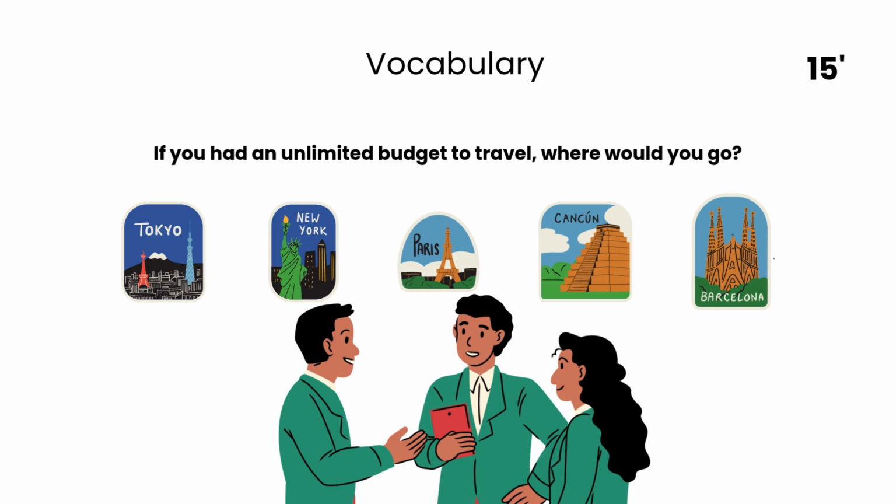I wrote Tokyo, New York, Paris, Cancun, Barcelona. So your students will get interested in the topic. They will want to chat, and they're going to use once again the structure. So you're going to say, okay, if you're going to answer, I need you to give me a full sentence. If I had an unlimited budget to travel, I would go to Cancun. I would go even to Mexico City if they want to.